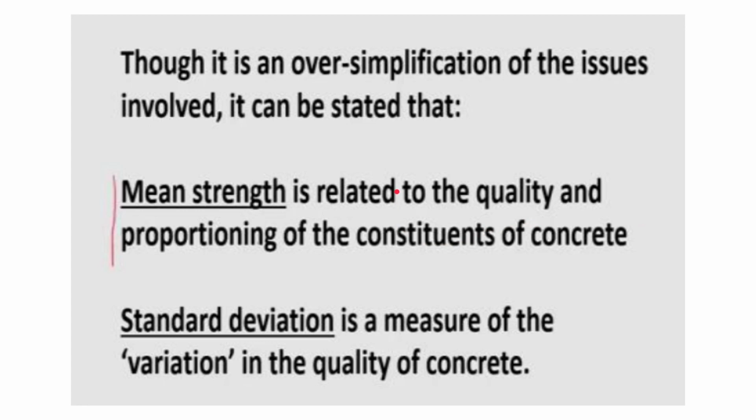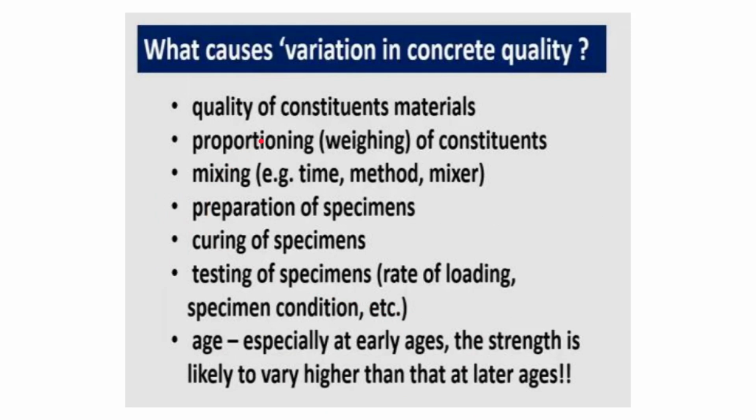Mean strength is related to the quality and proportioning of the concrete constituents, and as we have seen in our mix design, it is also known as target strength. And standard deviation is the sigma. This is a measure of the variation in quality control. What is this variation mainly dependent on? It is mainly dependent on constituent materials quality, proportioning, constituents weight, mixing time, method, mixer, specimen preparation, specimen curing, and testing of the specimen, which depends on load rate, specimen condition, etc., and basically the age. So all these factors combined will determine the variation, that is, the quality of concrete.